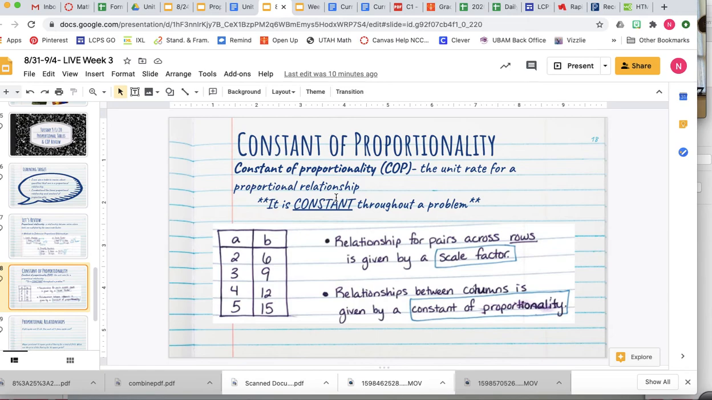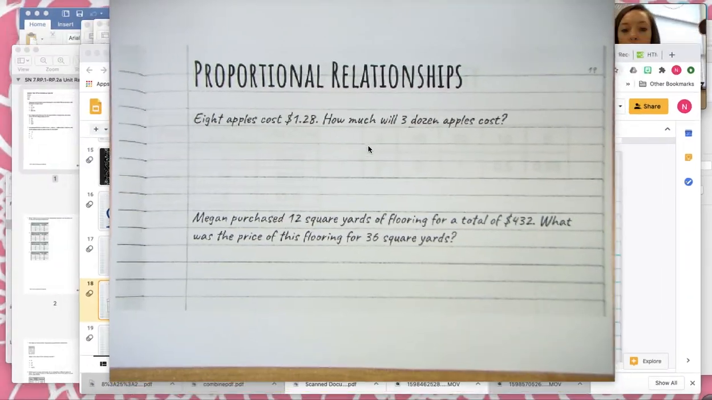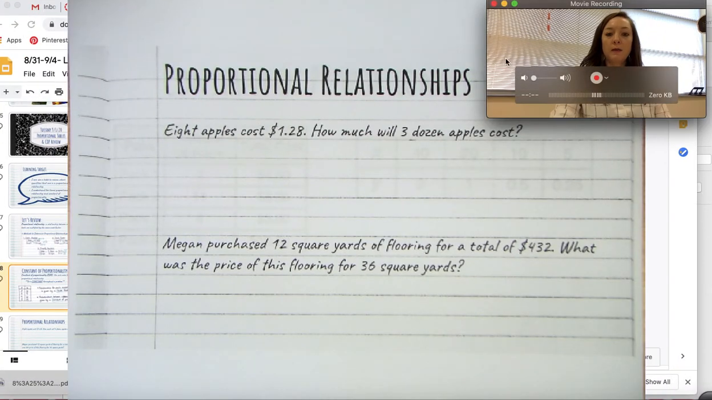For constant of proportionality, remember that is the unit rate for a proportional relationship. And remember we said the unit rate is the amount for 1, and it is constant. So from A to B, it's the same thing you're multiplying by every time. So let's do this.